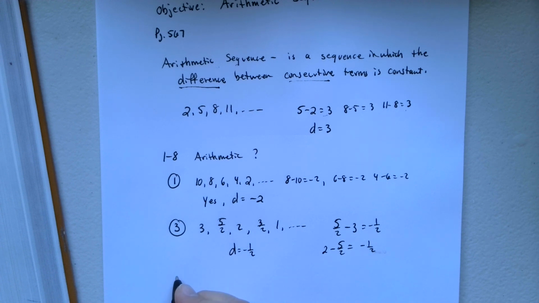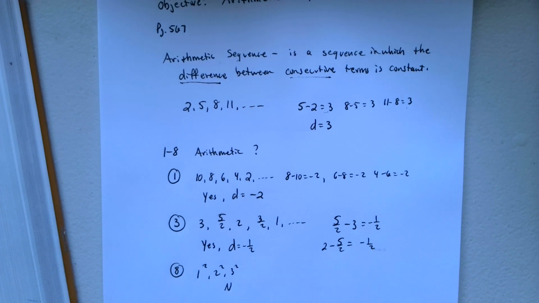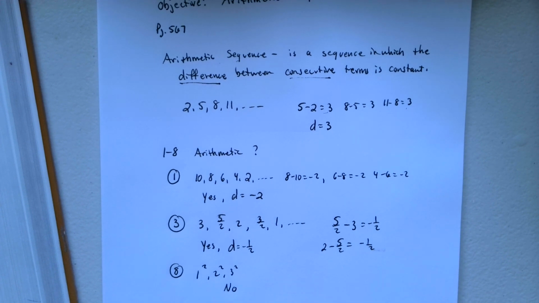If we look at number 8, we have 1 squared, 2 squared, 3 squared, and so forth. That is not arithmetic. Number 3 would be yes, common difference was negative 1 half. This one would be no. There is no common difference.